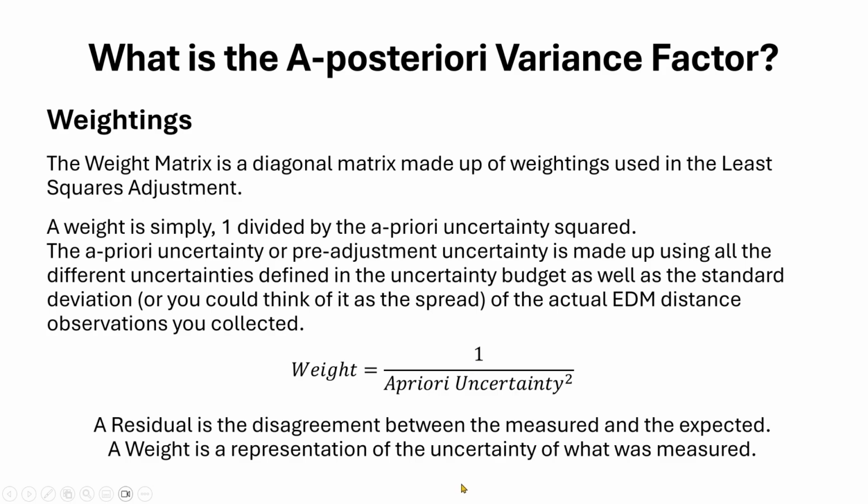Now the weightings. The weight matrix is the diagonal matrix made up of weightings used in the least squares adjustment. A weight is simply 1 divided by the a priori uncertainty squared. The a priori, or pre-adjustment, uncertainty is made up of all the different uncertainties defining the uncertainty budget, as well as the standard deviation, or you could think of it as the spread, of the actual EDM distance observations you collect. So there's the weight: 1 divided by a priori uncertainty squared. A residual is a disagreement between the measured and the expected, and a weight is a representation of the uncertainty of what was measured.